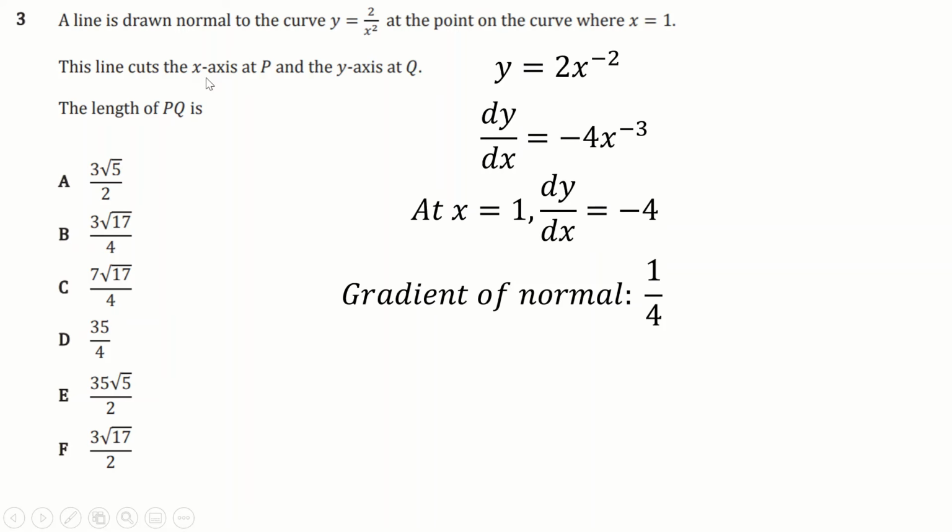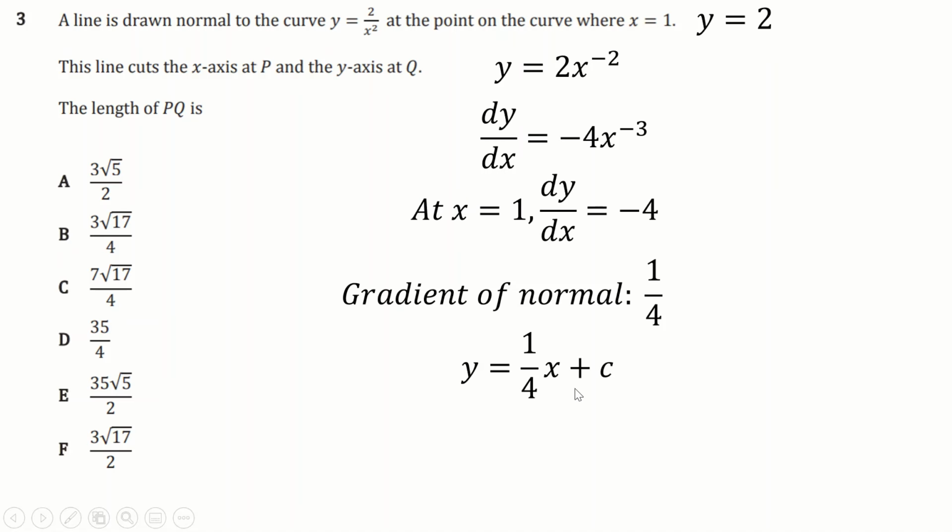So the equation of this normal is going to be y equals 1/4 x plus c, and it goes through the point x is 1. Now, that's only half a coordinate, but we can find the other half of the coordinate by putting it in here. If I put in x is 1 into this curve, I just get 2 divided by 1 squared, which is 2. So the y coordinate of this point is 2.